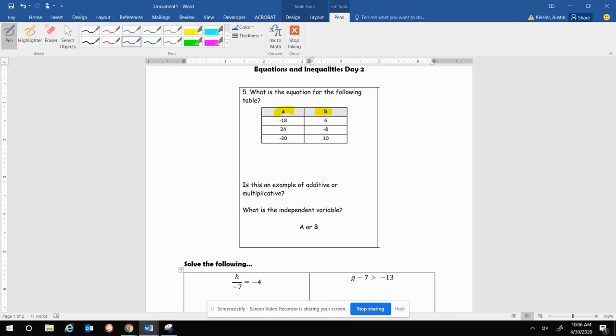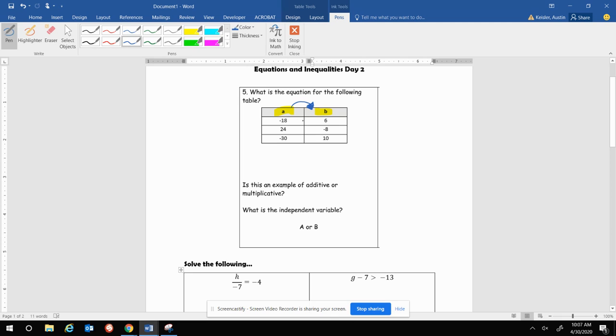So remember, when we have a table, if we want to find our equation, we've got to find our rule. And we can tell just from this table that we're going from A to B. So to get from negative 18 to 6, 24 to negative 8, and negative 30 to 10, I can tell that it's going to be divided by 3, because I know 18 divided by 3 is 6, 24 divided by 3 is 8, and 30 divided by 3 is 10.